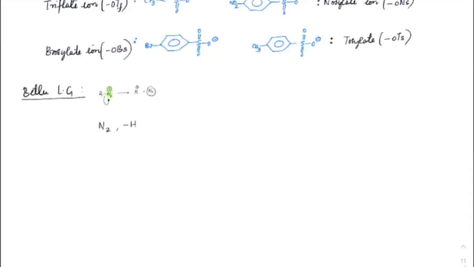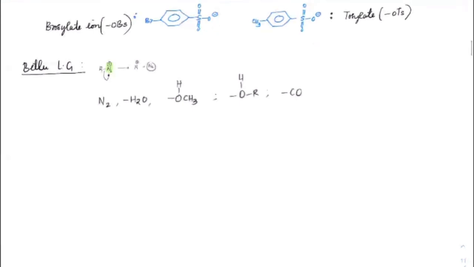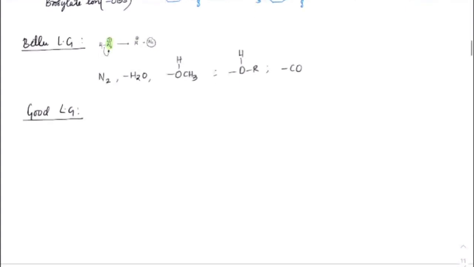Similarly, H2O is a good leaving group here. This is also a better leaving group. CH3OH, ROH, and CO, carbon monoxide, these are all better leaving groups. Then a few good leaving groups, slightly lesser than these better leaving groups: if you check out, these are halides, Cl minus, Br minus, I minus. These are good leaving groups.